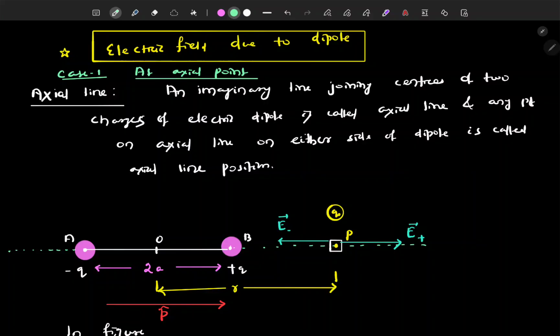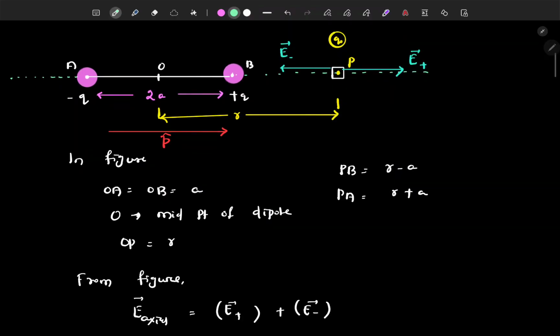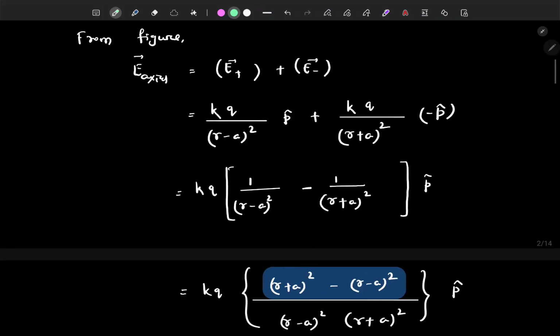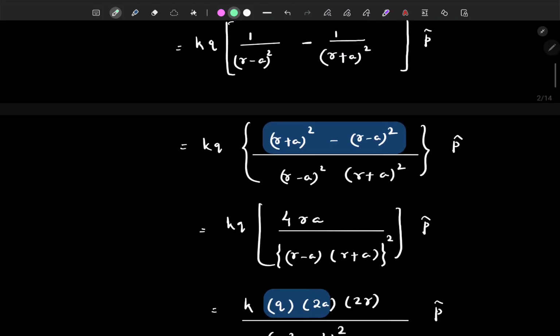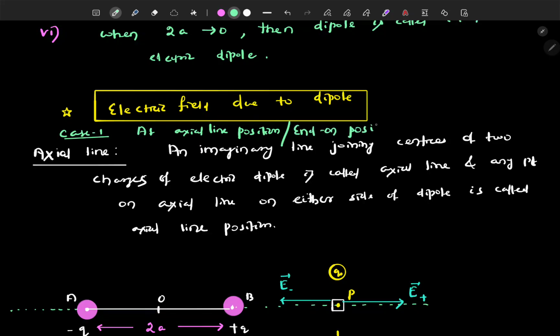So this is the expression. What is the axial line and how can we draw the diagram? Now see, you can take the screenshot. A and B together form a setup which is called an electric dipole, AB. Then we have to find the electric field intensity due to the dipole at broadside end position. What is the other name of the axial line? Axial point position or axial line position, or it is called end on position due to dipole.